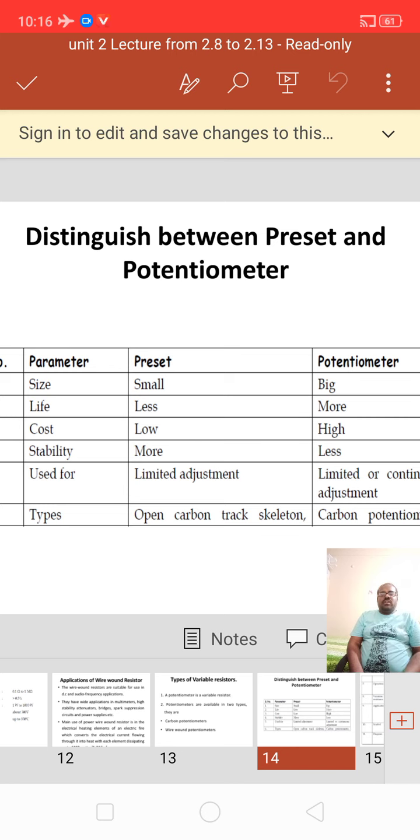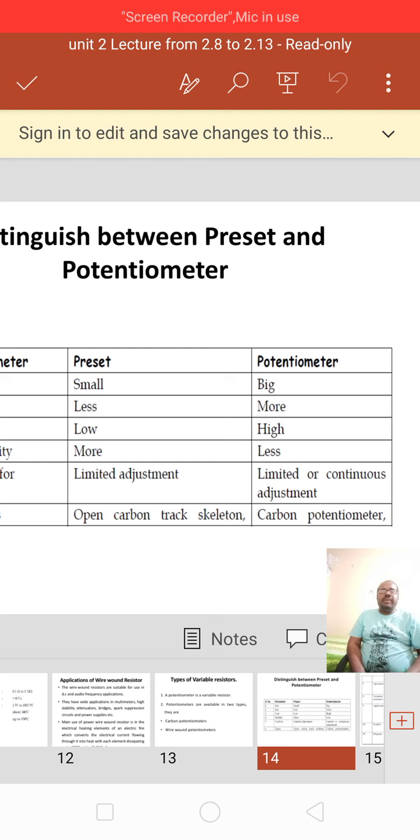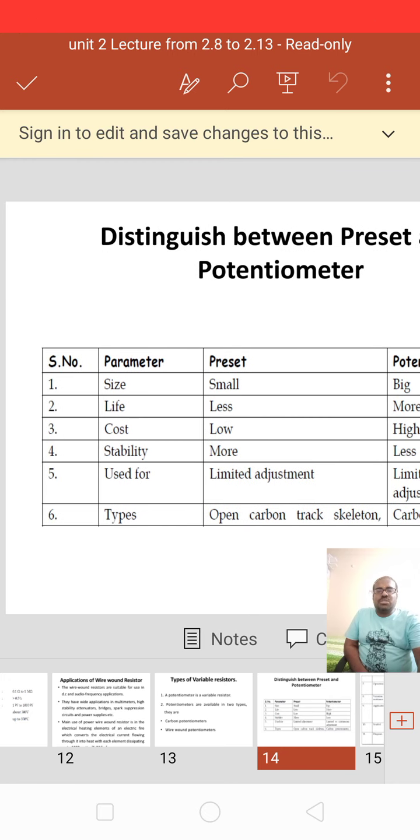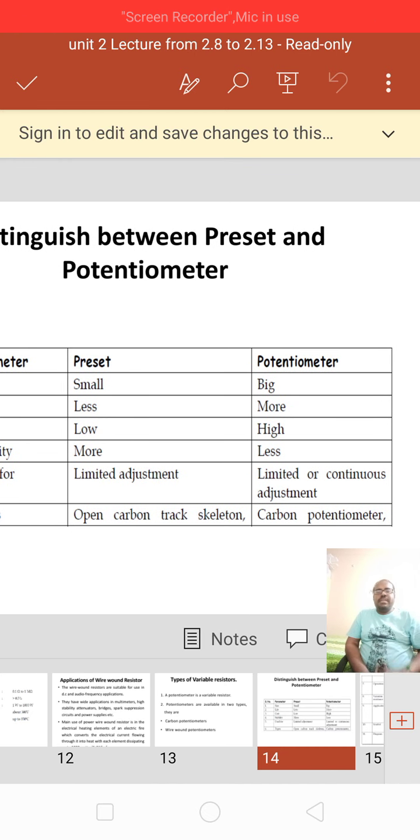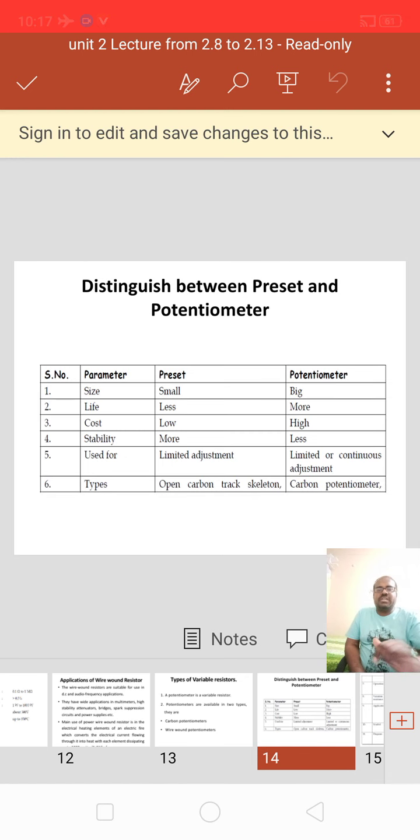Preset is used for limited adjustment. Next, potentiometer is used for limited and continuous adjustment also. Last one is types. Preset is obtained in open, carbon, track, skeleton type. Next, potentiometers are carbon potentiometers and wire wound potentiometers. These are the main differences between the preset and potentiometer.